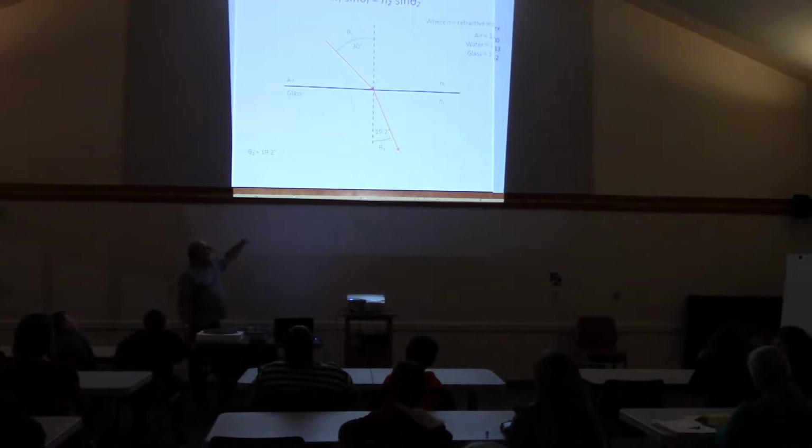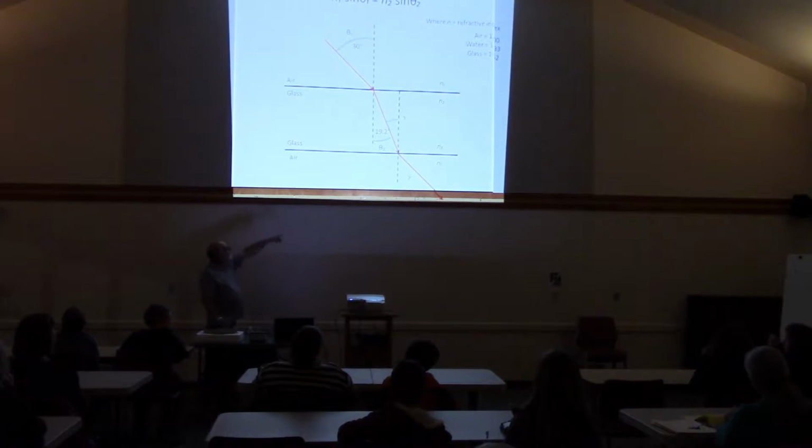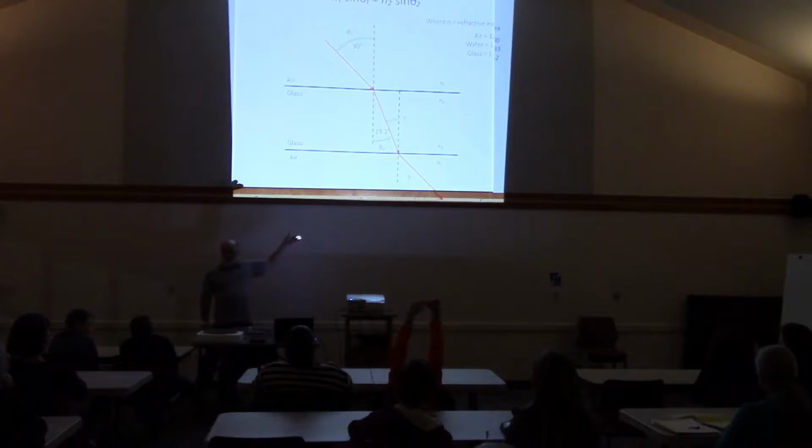If we say this is a window, well, it's going to refract again because we have another change in material. We have a surface there. So how do we find this? Well, if these two lines are parallel, the dotted lines are parallel, if the left angle is 19.2, what's the right angle going to be? Anybody know? Yes.